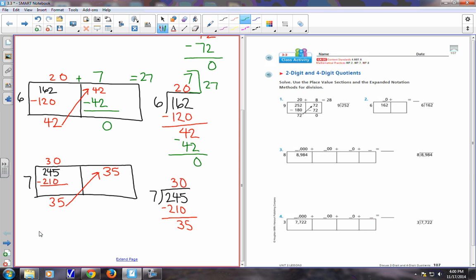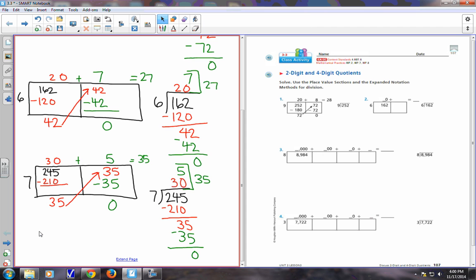35 divided by 7 is 5. 5 times 7 is 35. Do the subtraction. 5, 35. So in my expanded notation, 245 divided by 7 is 35. And in my place value sections, it's 35. So that's your 2-digit quotient answers examples.